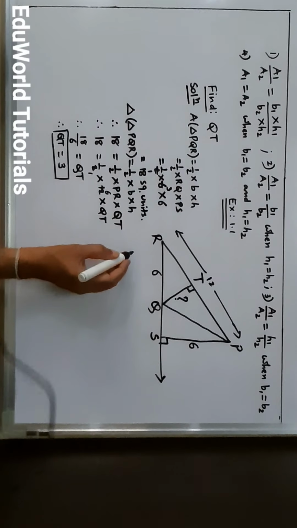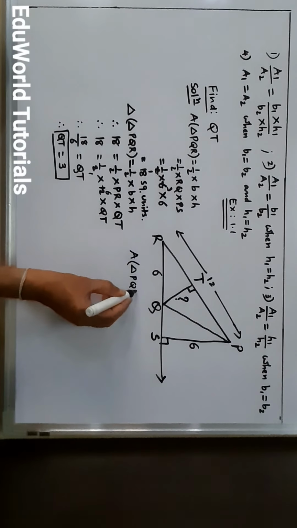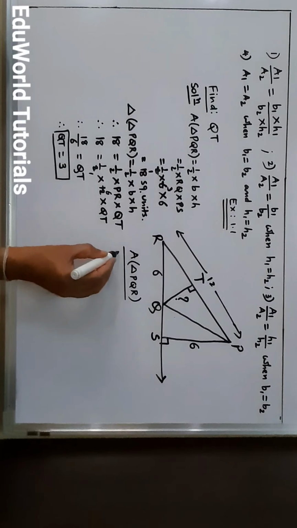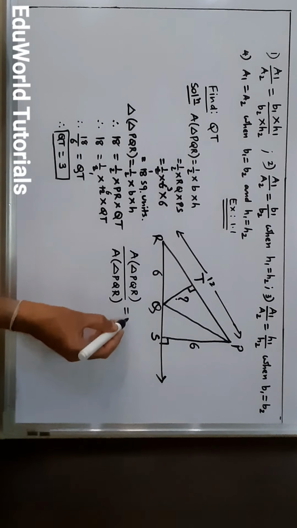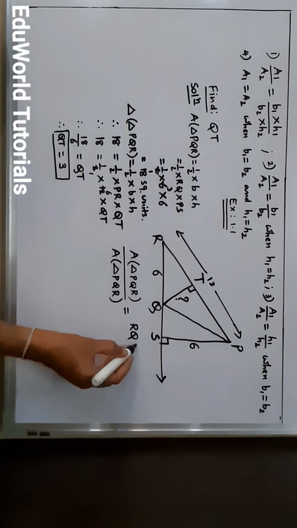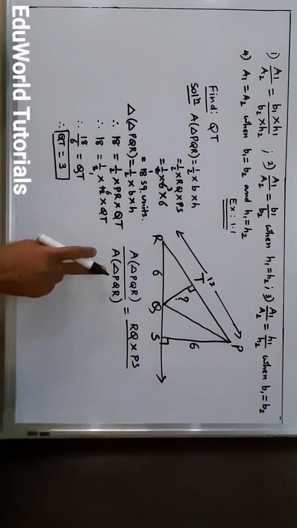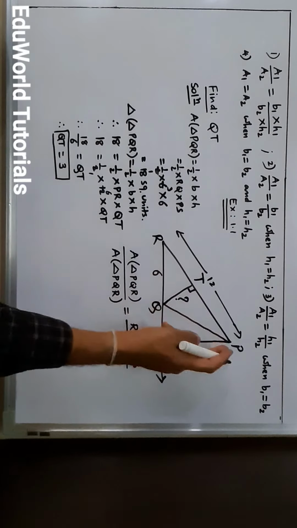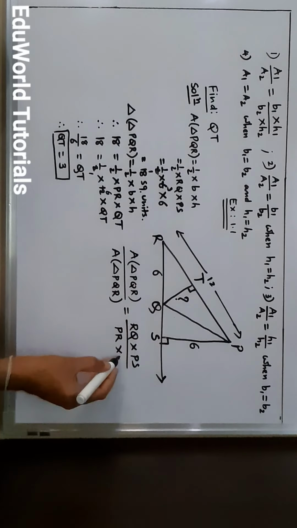How? See, I will write like this. First property can be written like this: area of triangle PQR upon area of triangle PQR is equal to base into height. Which base are we taking? RQ into what is the height on the base RQ? PS. Upon same triangle now, but a different base we have to take: PR is the base and height will be QT.